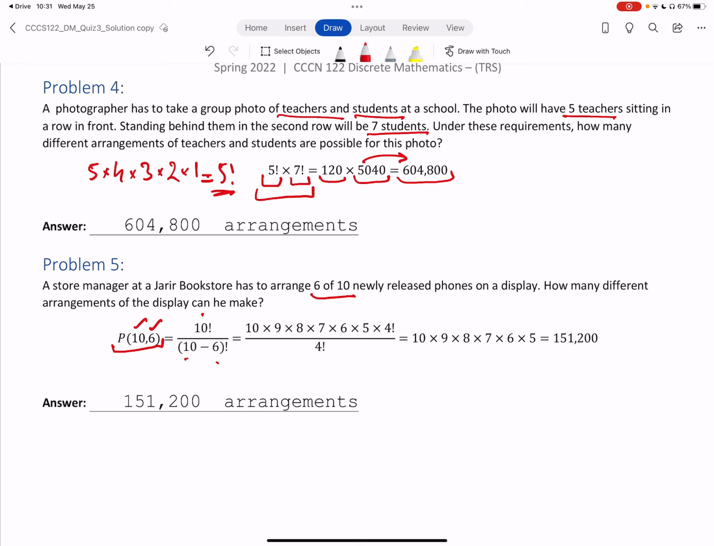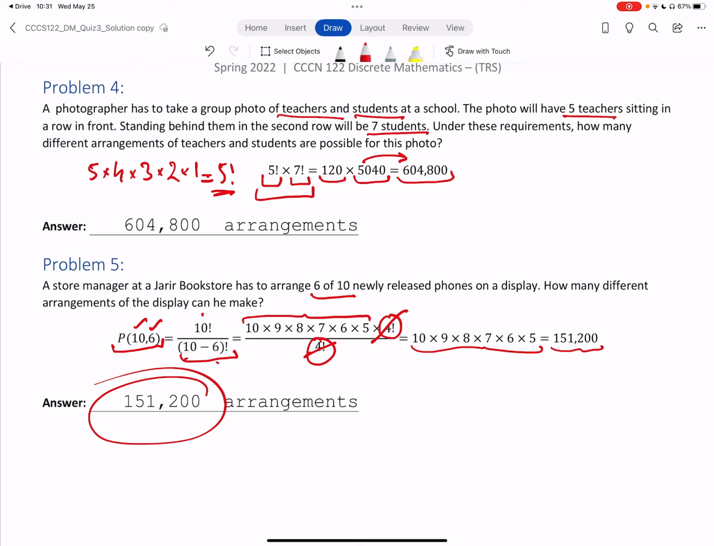Take the 10 factorial, expand it, we get 4 factorial here at the bottom. We expand 10 factorial until the 4 factorial term, so we can easily cancel it out. And the terms that we have left, just use a calculator, take the product, and you get 151,200. And that's the answer to problem 5. And that's it. If you know what you're doing, this was like a 5, 6, 7, 8 minute job.